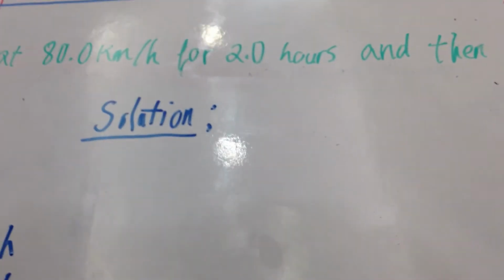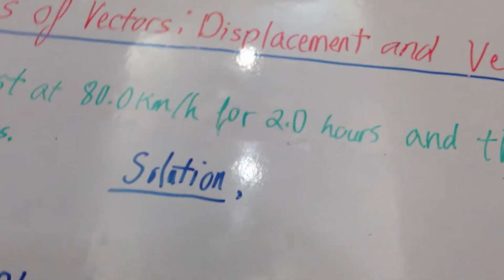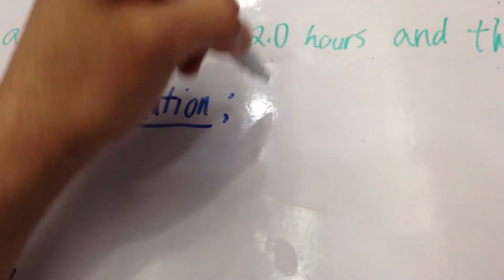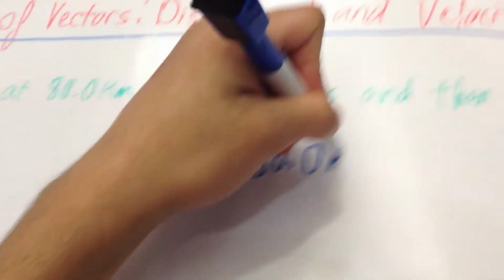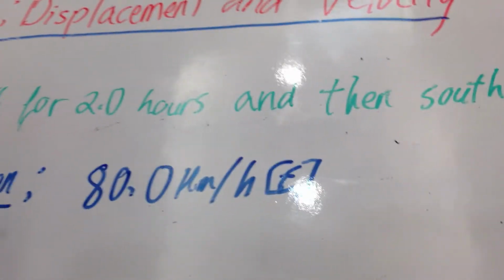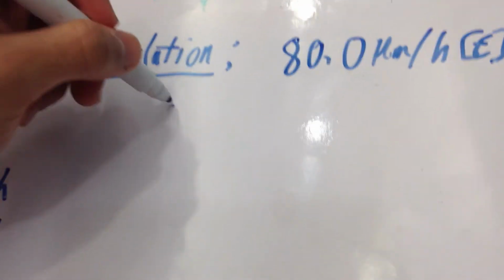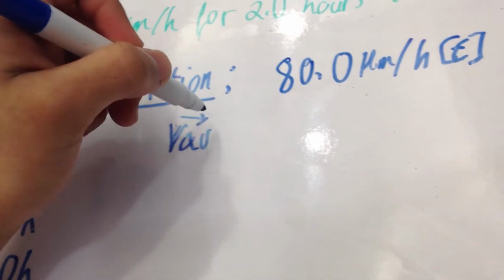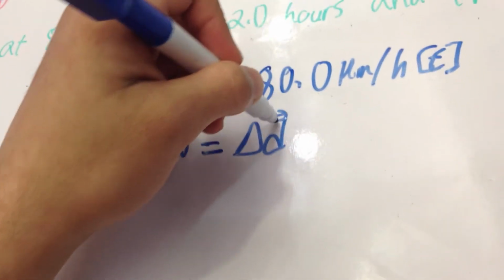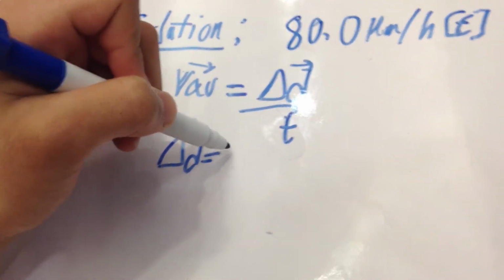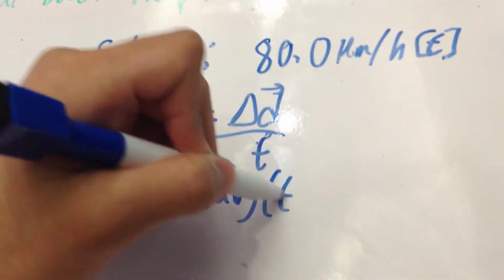The first thing that we have to do is, we have speed in every case. So what we have to do is convert all these speed values into distance values. So we have 80.0 kilometers an hour east. We have to convert this value into distance. So knowing that VAV, velocity, equals displacement over time, we have to rearrange for displacement.